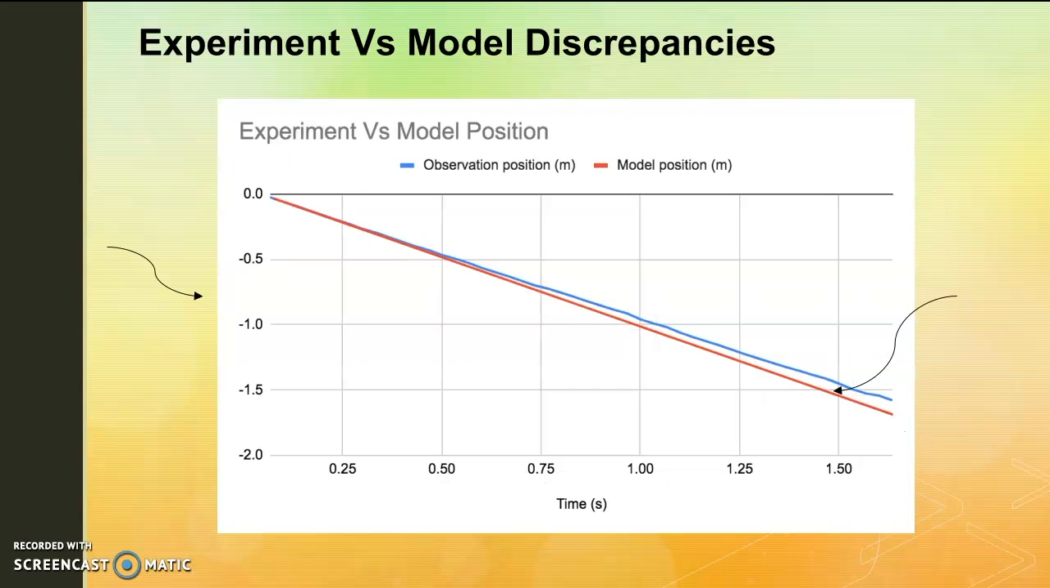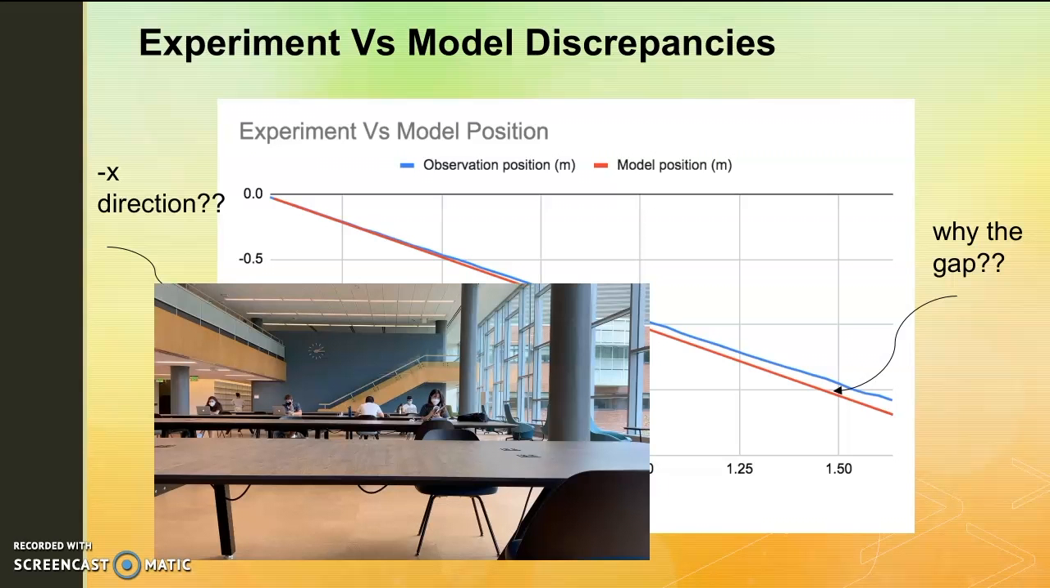Why is that? First of all, you might have noticed that we have a negative sloping line on the graph. That is because I established the coordinate axis in tracker with the ball's initial center of mass as the origin, and the left direction correlating to the negative x direction. You may also see this gap in between the model and the observation position lines. This gap can be attributed to the fact that our kickball didn't travel in a perfectly straight line. In fact, if we look at the video again, it veered off to the right of the table towards the end of the frames.